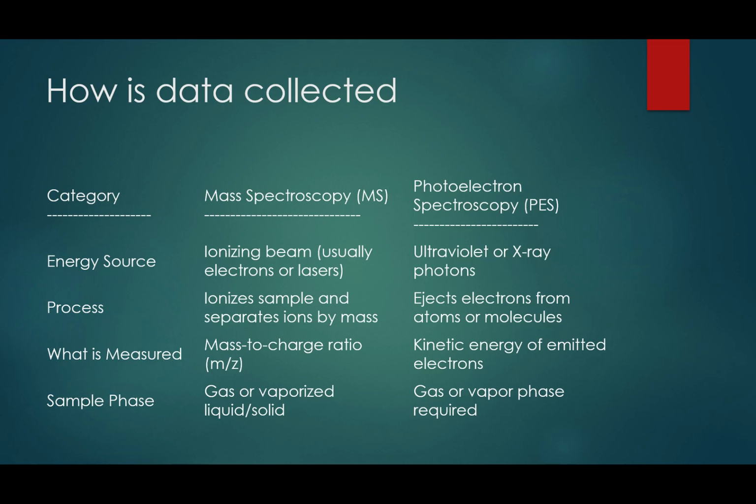So, both techniques involve adding energy to the sample, and both require it to be in gas form. But the difference is that mass spectroscopy measures the mass of the particles, while photoelectron spectroscopy measures the energy.